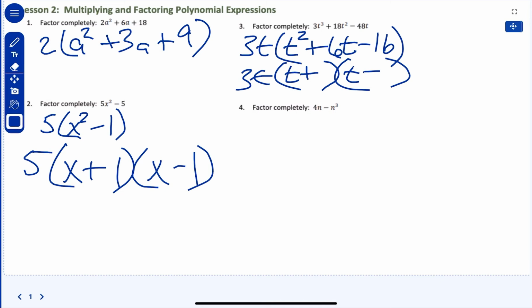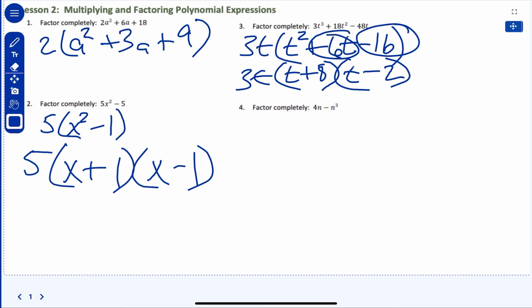8, and 8 times what is 16? 2. So if I put 8, because it's my biggest number, and negative 2 in the last, what's negative 2 times 8? Negative 16. What is negative 2 plus 8? Positive 6. That's how you get that, using trial and error.